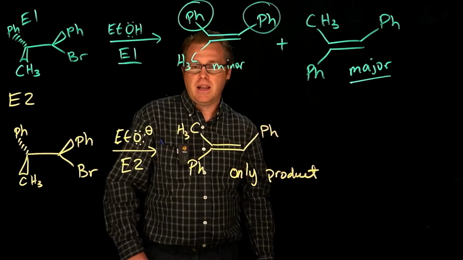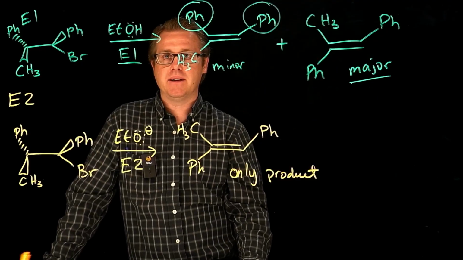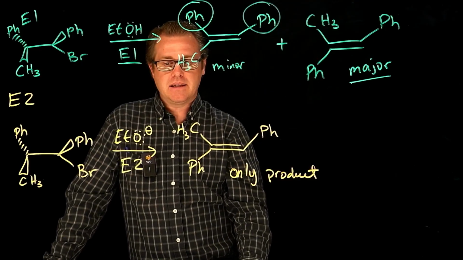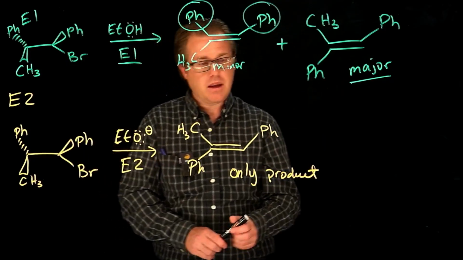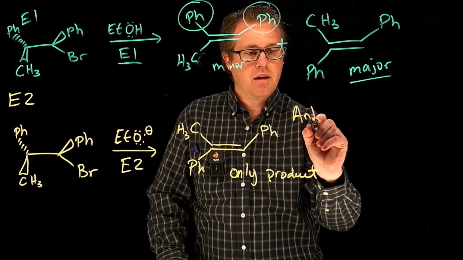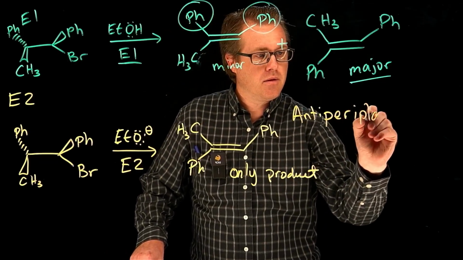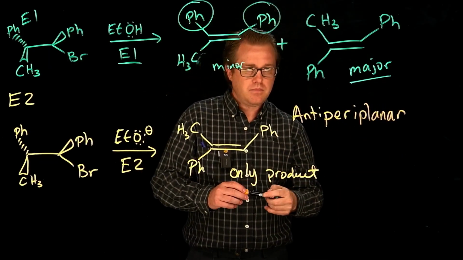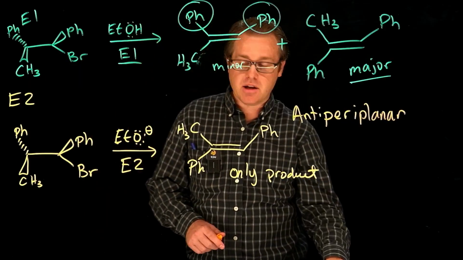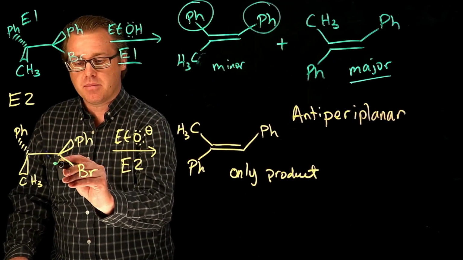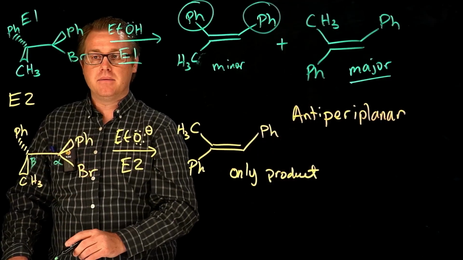Okay? And so an E2 reaction can be stereospecific. You're only going to get one stereoisomer. Now, why is this the case? Well, the word that you need to remember is this word right here. Anti-periplanar. What that means is that the hydrogen that's being abstracted, that's attached to the beta carbon, so this carbon's our alpha because that's directly attached to our leaving group, so that makes that guy beta.